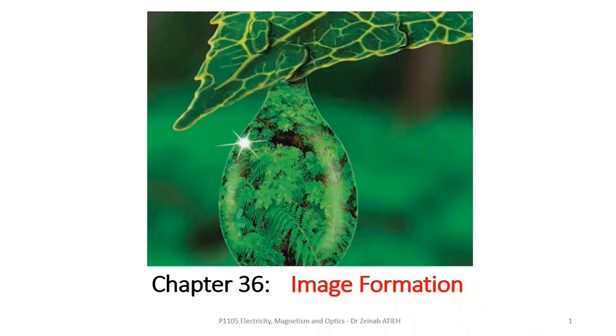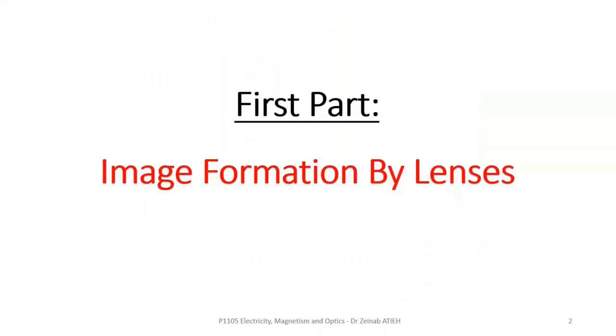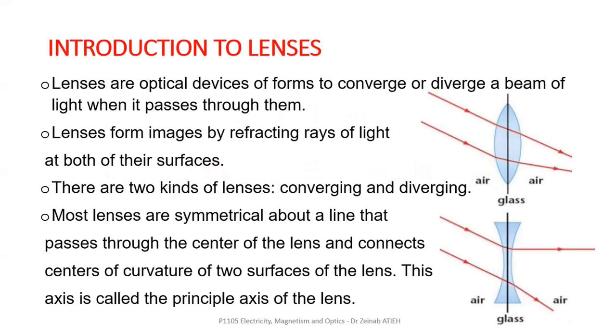Chapter 36, Image Formation. So we are going to study the part that is related to lenses or image formation by lenses. So let's introduce you to lenses. What are lenses? Usually, lenses are used to either converge or diverge a beam.